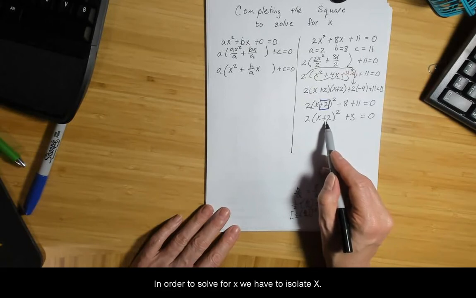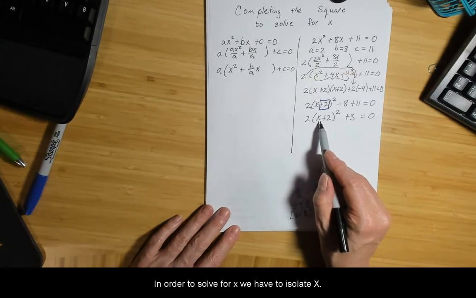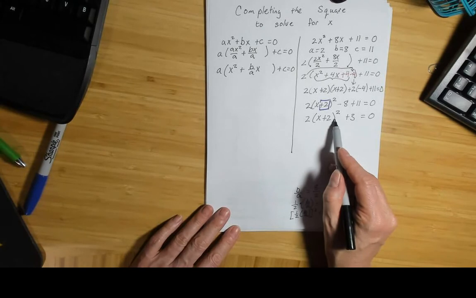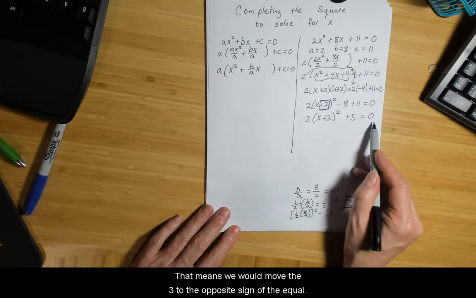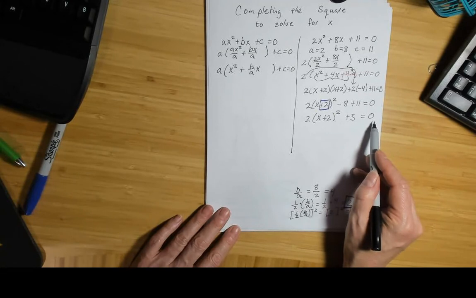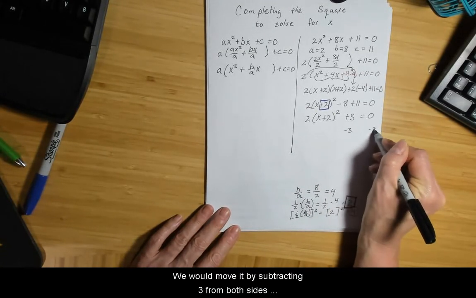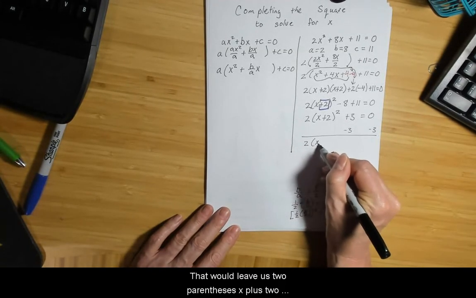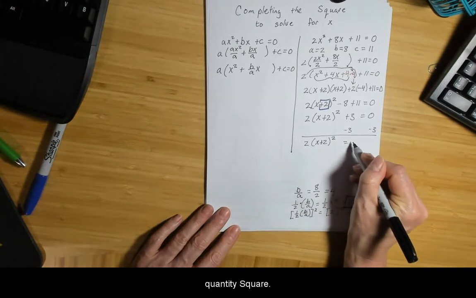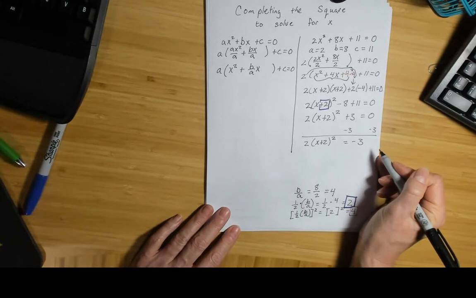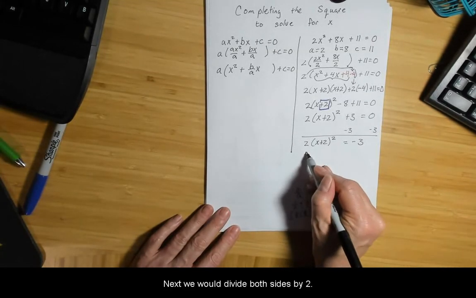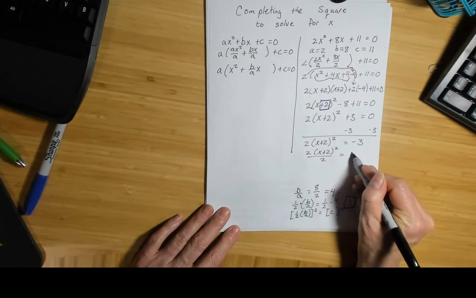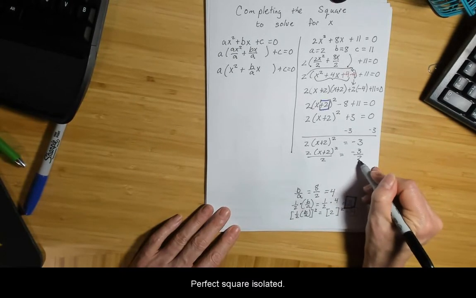In order to solve for x, we have to isolate x. But to isolate x, we have to first isolate the perfect square. That means we would move the 3 to the opposite side of the equals. We would move it by subtracting 3 from both sides of the equation. That would leave us 2 parentheses x plus 2 quantity squared equals negative 3. Next, we would divide both sides by 2, and this will give us the perfect square isolated.